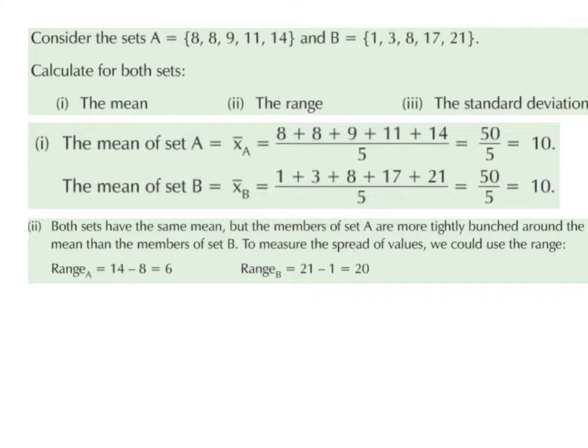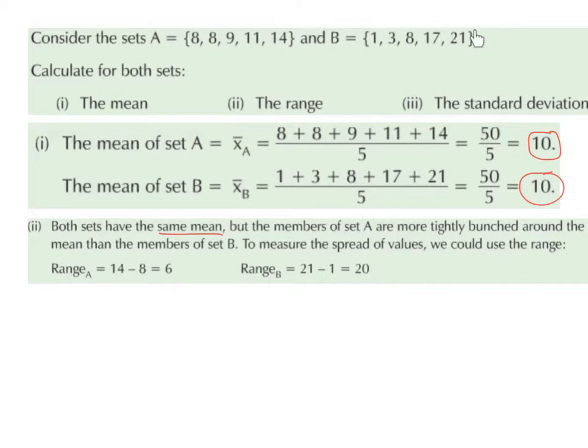Part 2, we want to work out the range. Both sets have the same mean. They both have a mean of 10. But the members of set A are more tightly bunched around the mean than the members of set B. If you go back and have a look at set A, remember we got a mean of 10, and all of the numbers in set A are quite close to 10. 8, 8, 9, 11 and 14, they are all quite close to 10. So they are more tightly bunched around the mean.